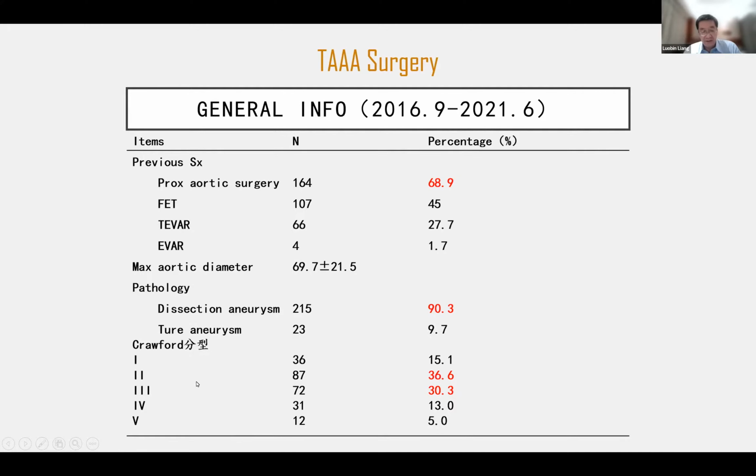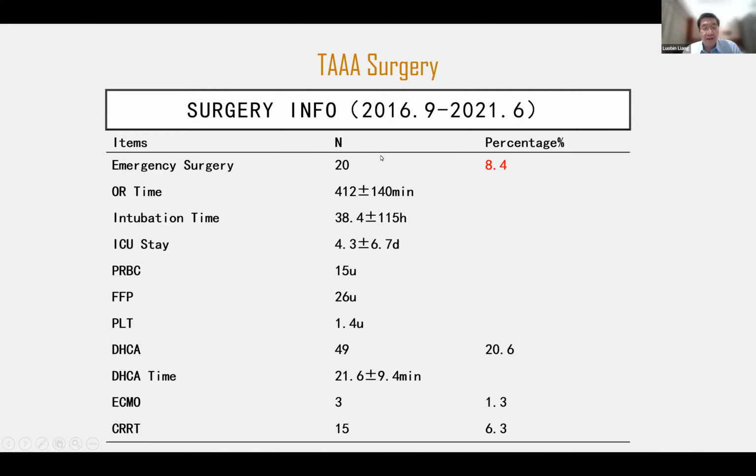So you see, type 2 or type 3 is still the major part of our procedures: type 2 is almost 40%, and type 3 is 30%. We also did about 20 emergency thoracoabdominal aortic aneurysm cases, so 8.4% are emergency procedures.